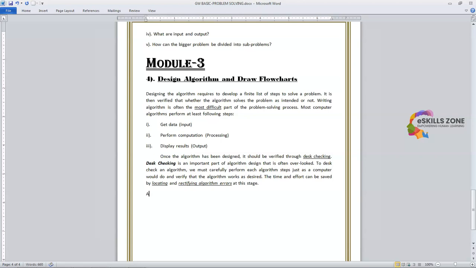Now we'll discuss the program definition. A program is a set of instructions given to the computer to solve a particular problem. It is written in a high level programming language.